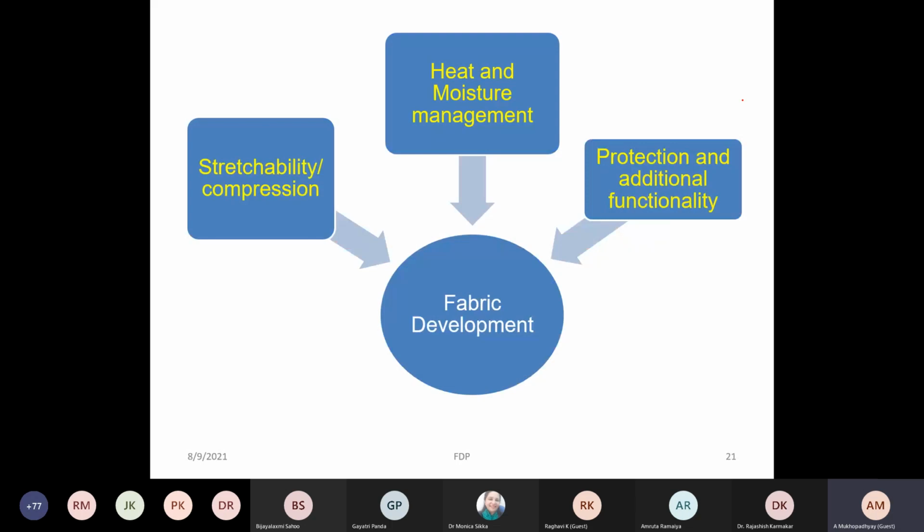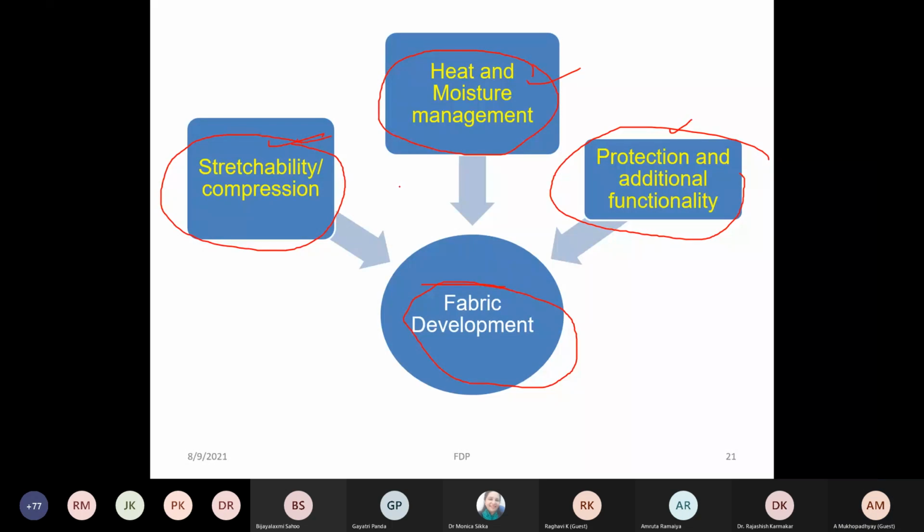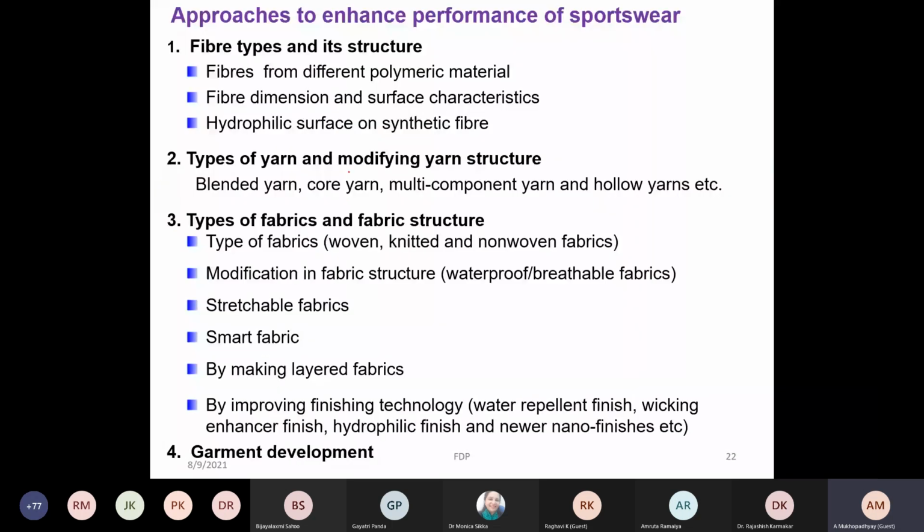If you see the fabric development, there are three parts. Basically, we are looking at the stretchability and compression. We are also looking at the heat and moisture management. And the third aspect is the protection and additional functionality. These are the three broad areas where the developments are taking place. Based on these three broad areas, fiber development, yarn development, and fabric development are all coming into the picture.